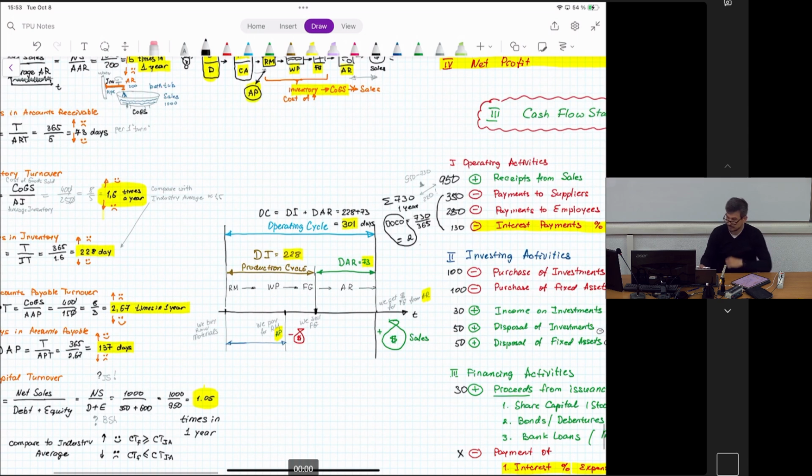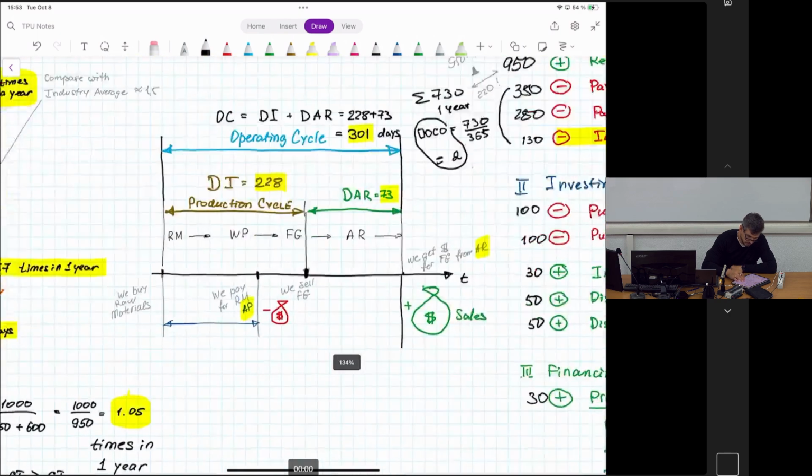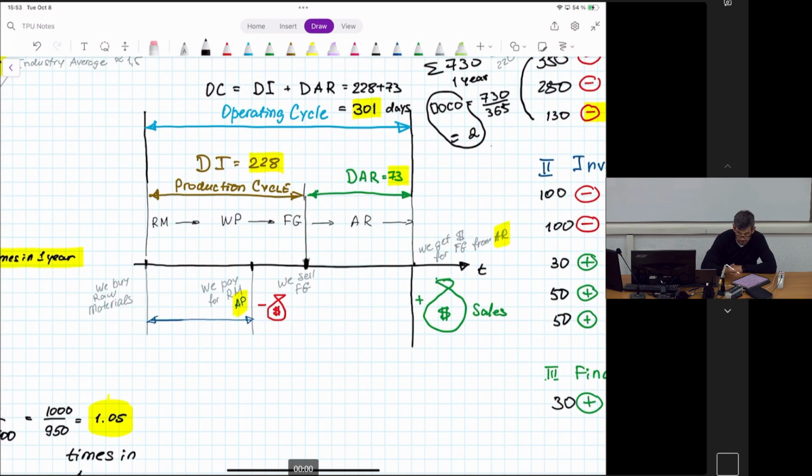Okay? Is that reasonable? Yes. 301 days. So this period tells us that on average for the company to go through the whole cycle of buying raw materials, going through production, selling, waiting for the money to come, it takes 301 days. This is the operating cycle. This is the important indicator. So production cycle is an interesting indicator. Operating cycle is an important indicator.